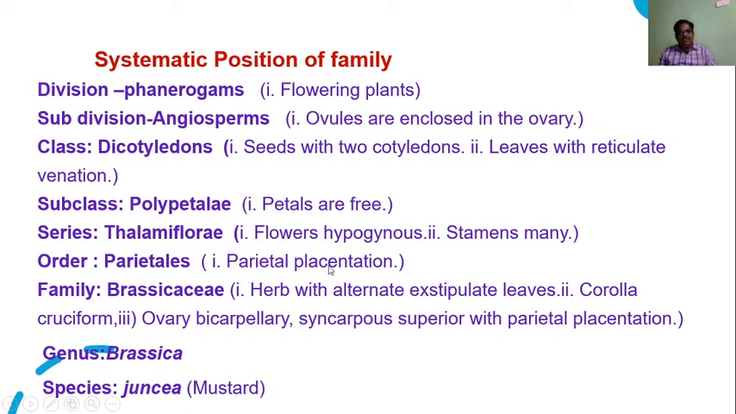Placentation is nothing but the arrangement of the placenta inside the ovary. It is known as placentation, and the placenta arises from the periphery, so it is known as parietal placentation. Family Brassicaceae is a herb with alternate exstipulate leaves. Corolla is cruciform. Ovary is bicarpellary, and the chambers are joined to one another, so it is known as syncarpous. Superior ovary with parietal type of placentation. And the example is Brassica juncea, where the genus is Brassica and the species is juncea, known as mustard.